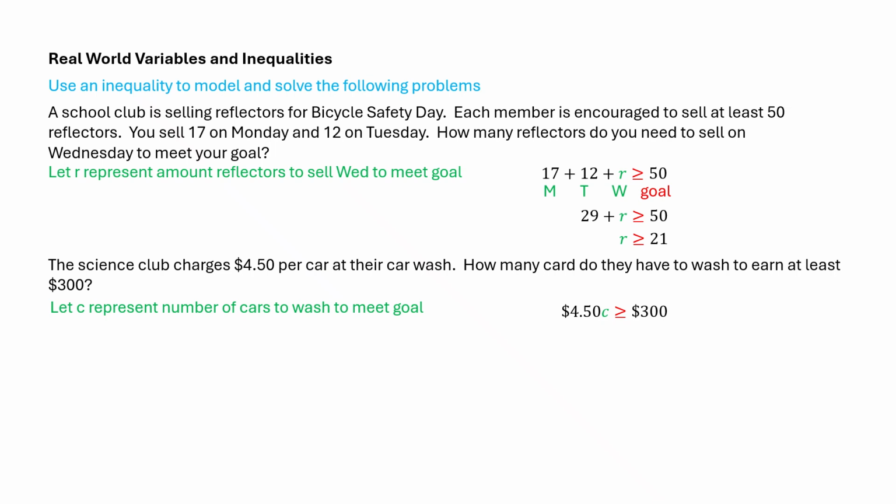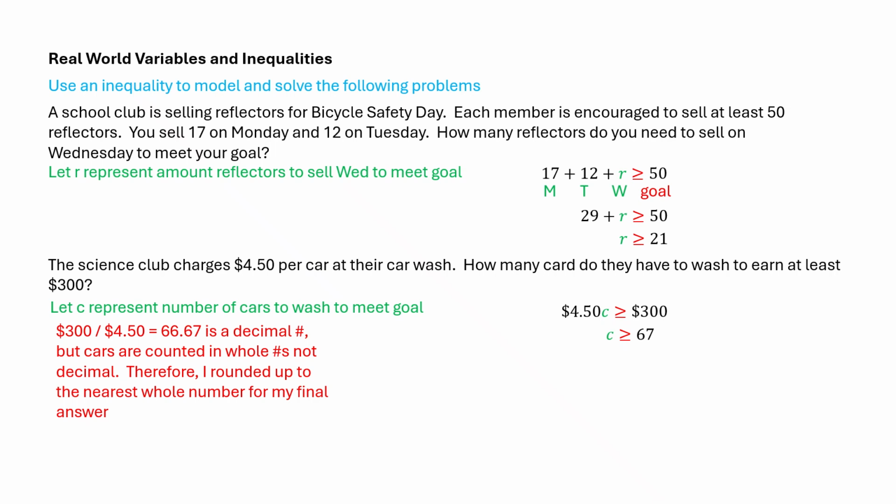Well, it's short enough of a problem. Let's just divide 300 by 4.5, and we get 67. There is no money sign in front of 67 because this is counting cars. So these are whole numbers, right? But if you actually did the math, 300 divided by 4.5 is actually 66.67. It's a decimal number, but cars are counted in whole numbers, not decimals.